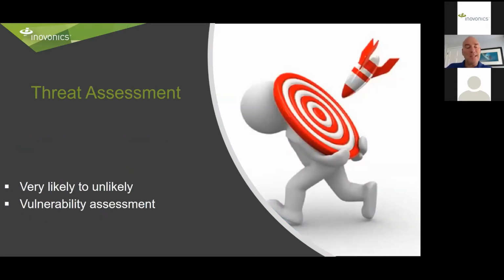Then threat assessment, how likely is that threat actually to occur? So that would be very unlikely to likely. And we'll also touch on vulnerability when we get into the examples.